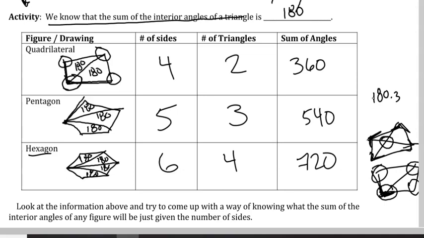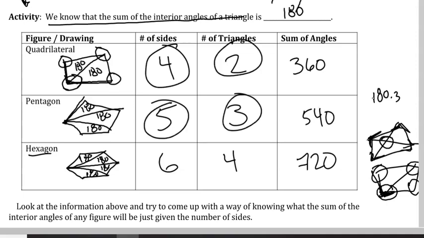Okay? Now, if we wanted to try to figure out a pattern here, if it has 4 sides, you'll end up with 2 triangles. If it has 5 sides, you'll end up with 3 triangles.